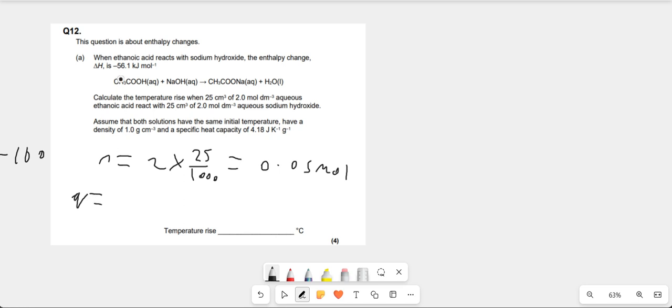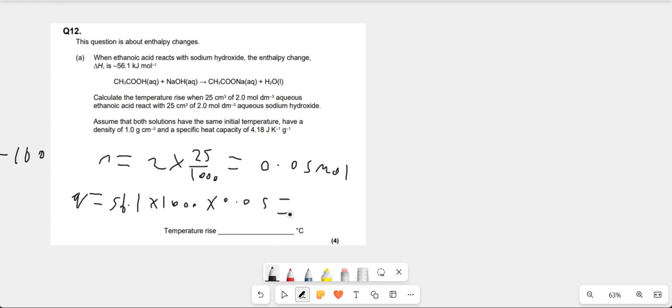Then I need to find Q. So Q is going to be delta H, which is 56.1, times the moles here, which is 0.05. And that's going to give me 2805. Actually, I messed up there a little bit. Again, this is Q, so you need to times that by 1000, changing it from kilojoules into joules. So times it by 1,000, and then times the moles.